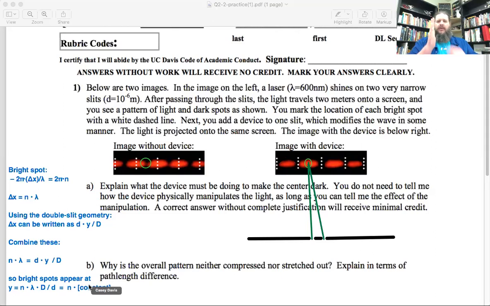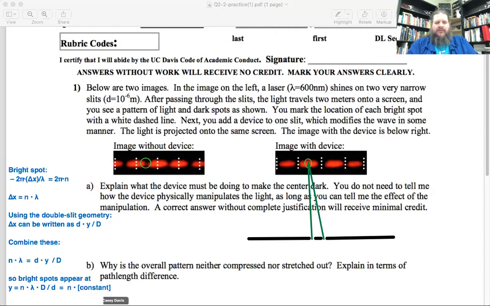So like from the center to the next bright spot is going to be some distance that's 1 times lambda times big D over little d. To the next bright spot is going to be 2 times lambda times big D over little d. Then 3 times lambda times big D over little d. So these are going to be evenly spaced because they're all multiples of the same small distance. And again, this is using the small angle approximation. It's not truly accurate, but it's pretty close to accurate as long as you're fairly close to the center.